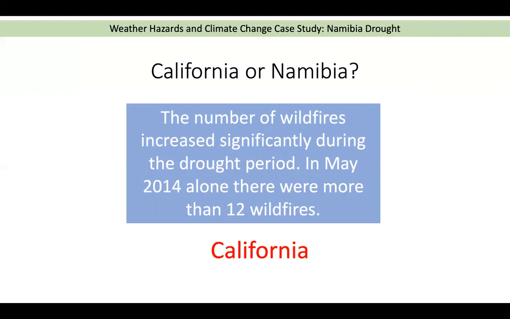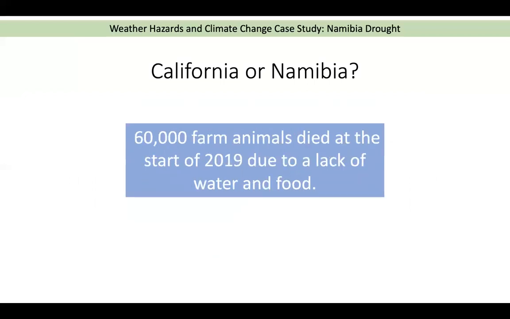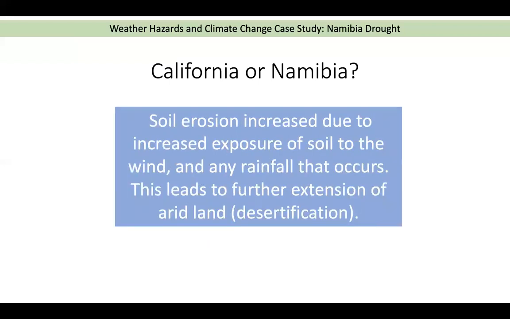3, 2, 1. That one's California. 60,000 farm animals died at the start of 2019 due to a lack of water and food. Namibia or California? 3, 2, 1. That was Namibia. Soil erosion increased due to the increased exposure of soil to the wind.